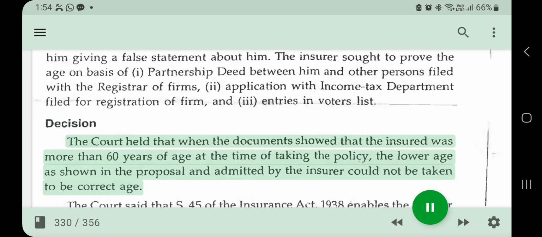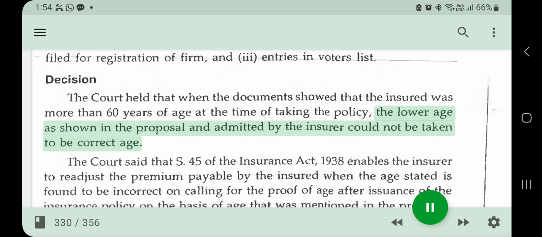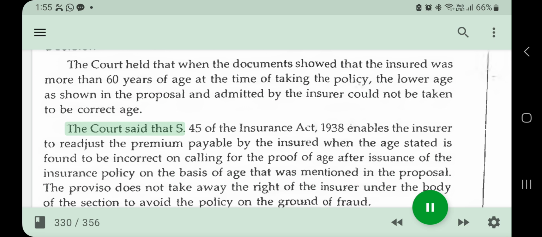Decision. The court held that when the documents showed that the insured was more than 60 years of age at the time of taking the policy, the lower age as shown in the proposal and admitted by the insurer could not be taken to be correct age. The court said that S.